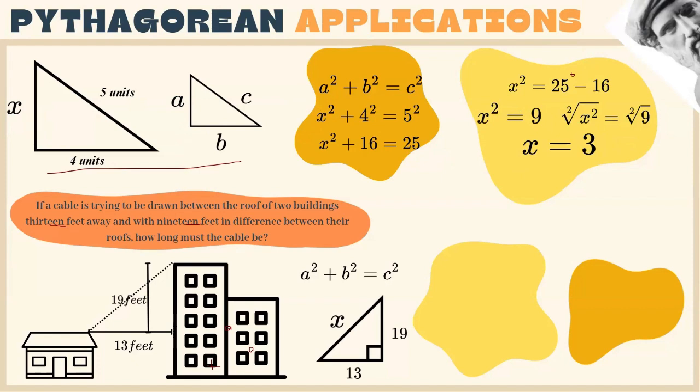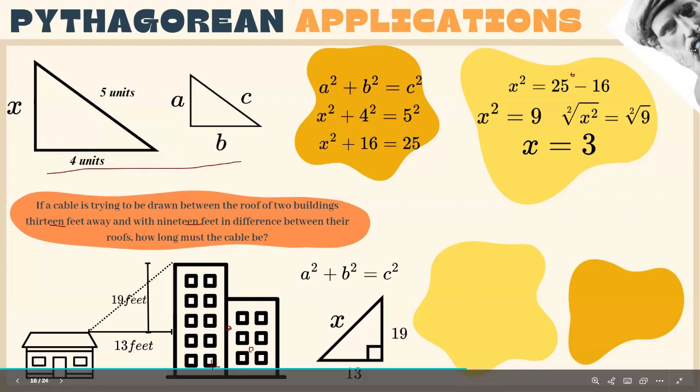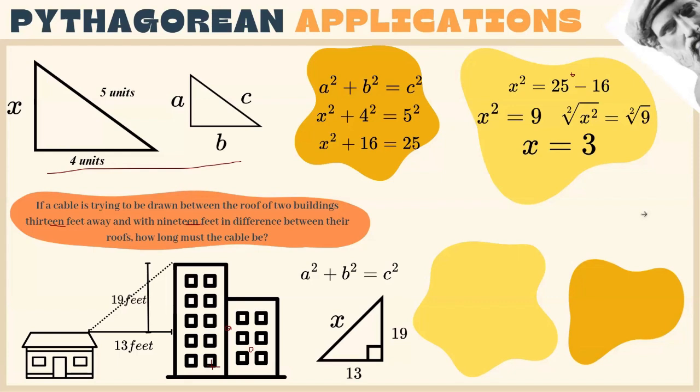If a cable is drawn between the roofs of two buildings, some feet away, and with 19 feet of difference between their roofs, how long must the cable be?